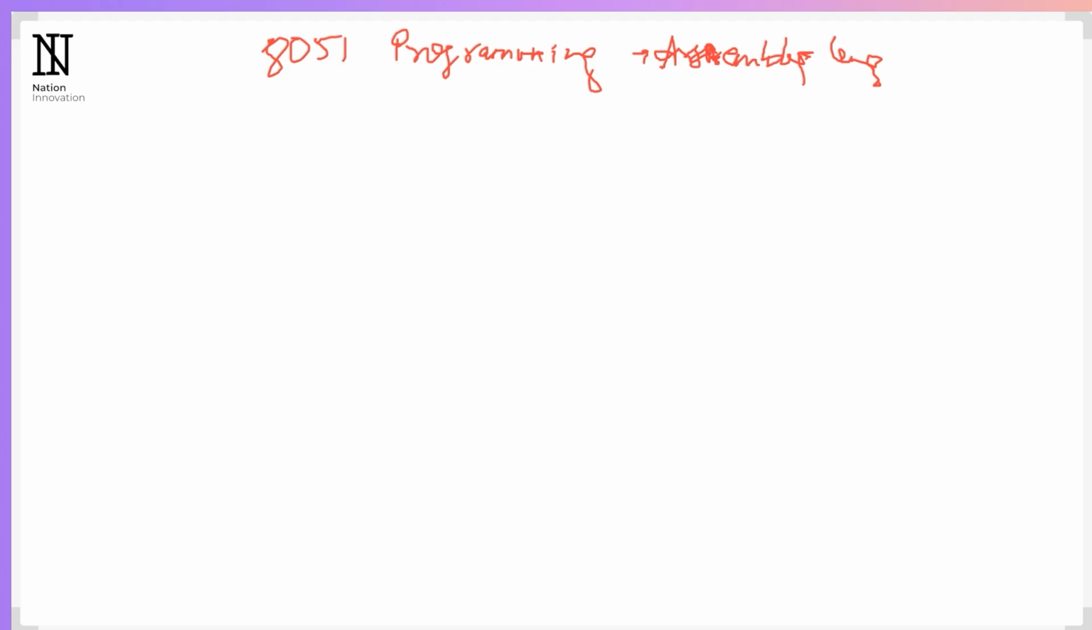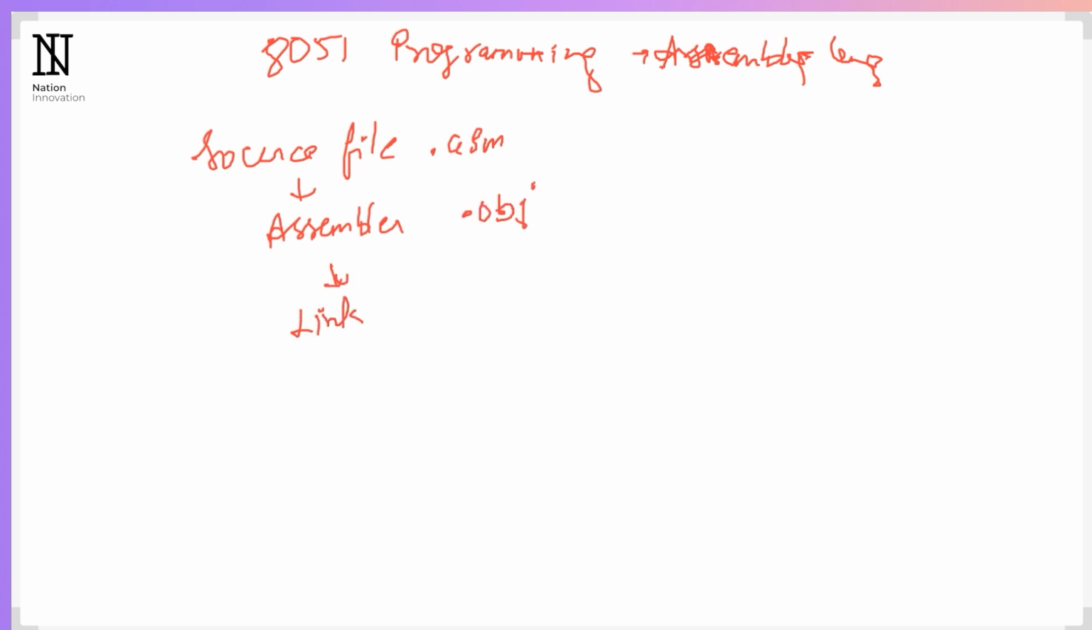So in assembly language, we have a source file in the form of .asm. Then we have an assembler. This assembler converts this source file into an object file, .obj. Then we have a linker which generates the executable file.